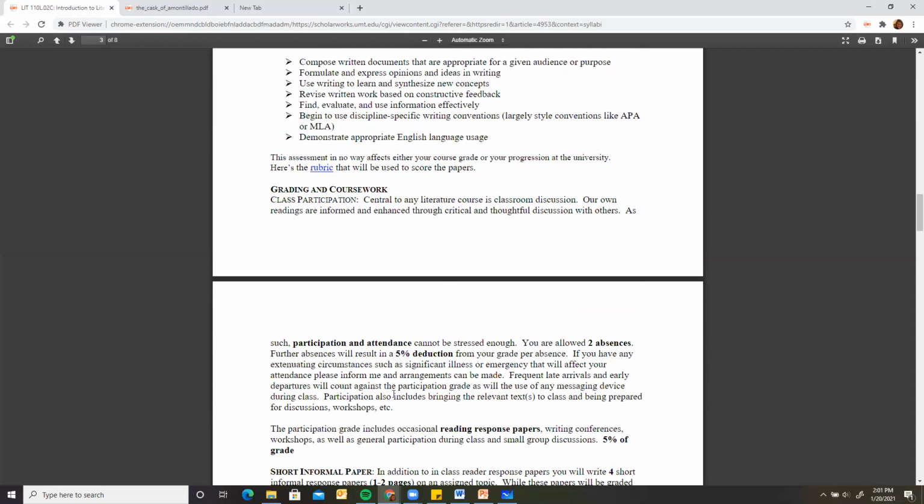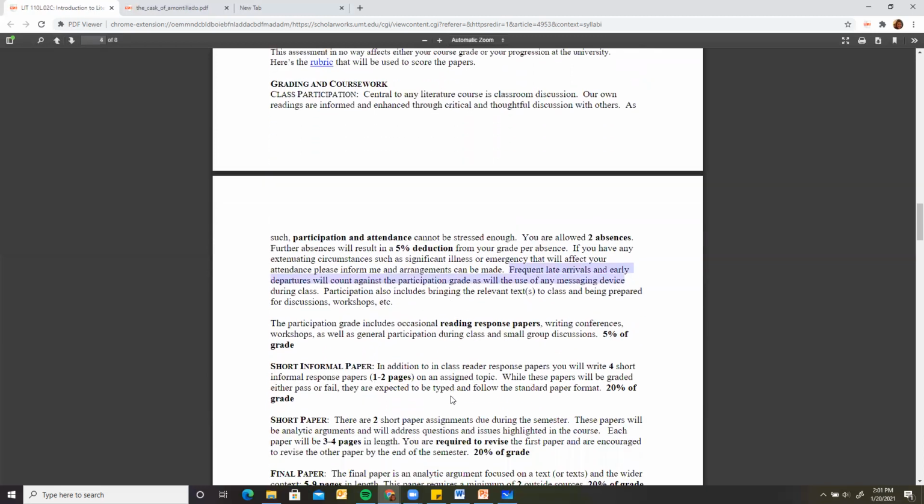Of course, there's some things here about extenuating circumstances, but the professor also mentions if you show up late or you leave early or you're on your phone, your participation grade is also going to be docked. Being there, showing up, being prepared for class is going to be a huge part of your grade.